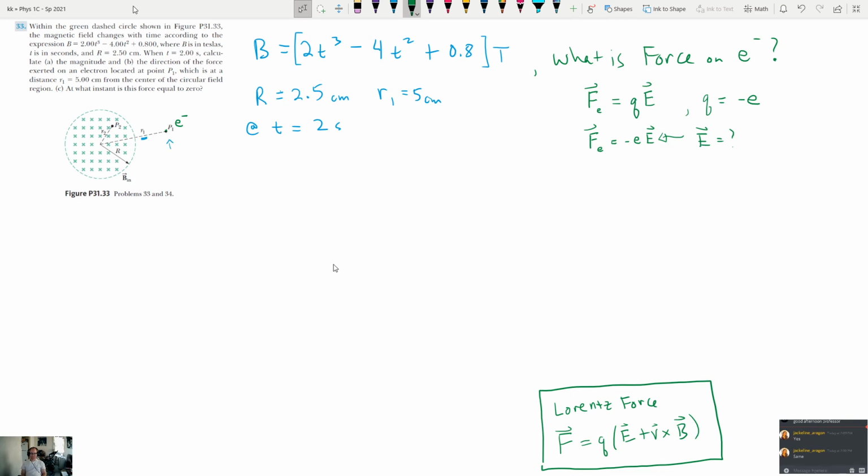All right, so to find the electric field, the first thing we want to do is to find the induced EMF, right? And to do that, we say the induced EMF should be equal to negative N d phi dt.